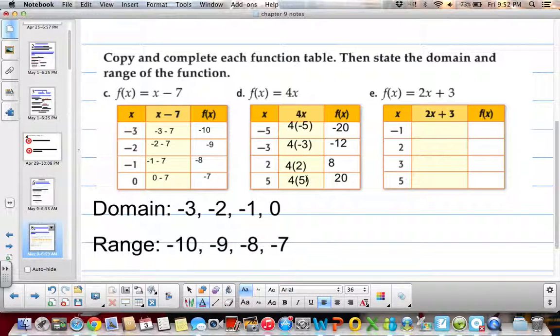Okay, so the domain is -5, -3, 2, and 5. The range would be -20, -12, 8, and 20. And you could write it just like this.